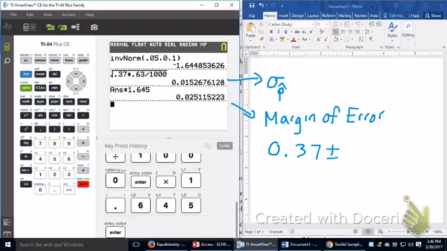So one way you will see a confidence interval written is as 0.37 plus or minus 0.025, and maybe even an additional decimal, 0.0251. That is one way you'll see it written, and it allows you to very quickly identify your point estimate of 0.37 and your margin of error of 0.0251. Another way you'll see confidence intervals written, though, is in interval notation. So to do interval notation, I'm going to add and subtract my margin of error to my actual point estimate.